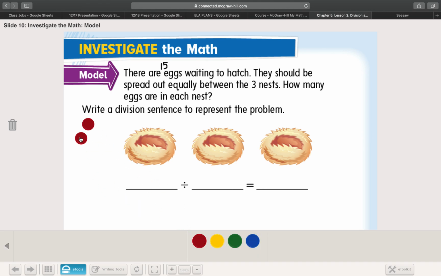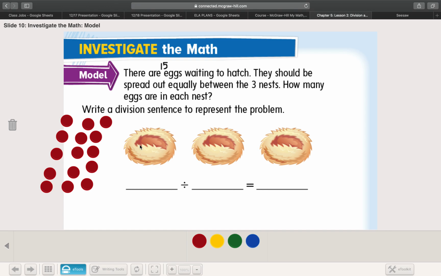1, 2, 3, 4, 5, 6, 7, 8, 9, 10, 11, 12, 13, 14, and 15. Okay, so we have 15 eggs. We have 15 eggs and we want them spread equally.